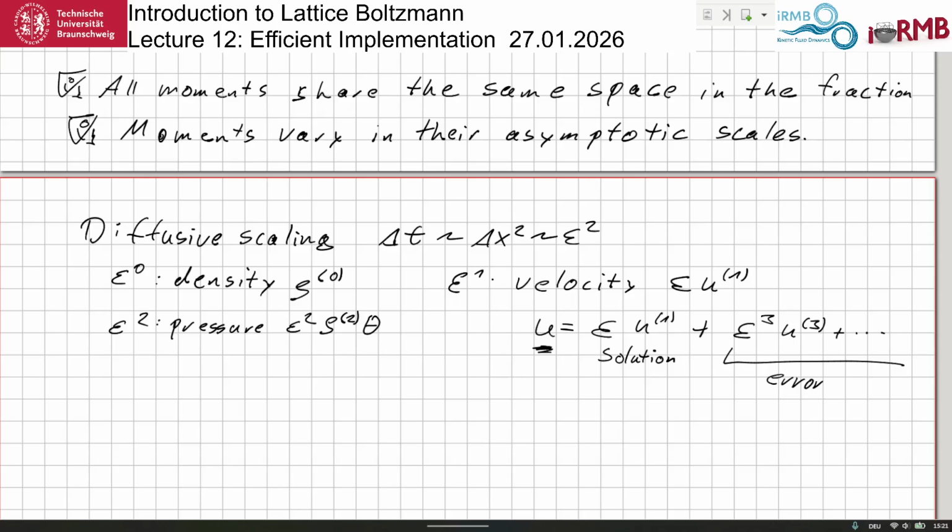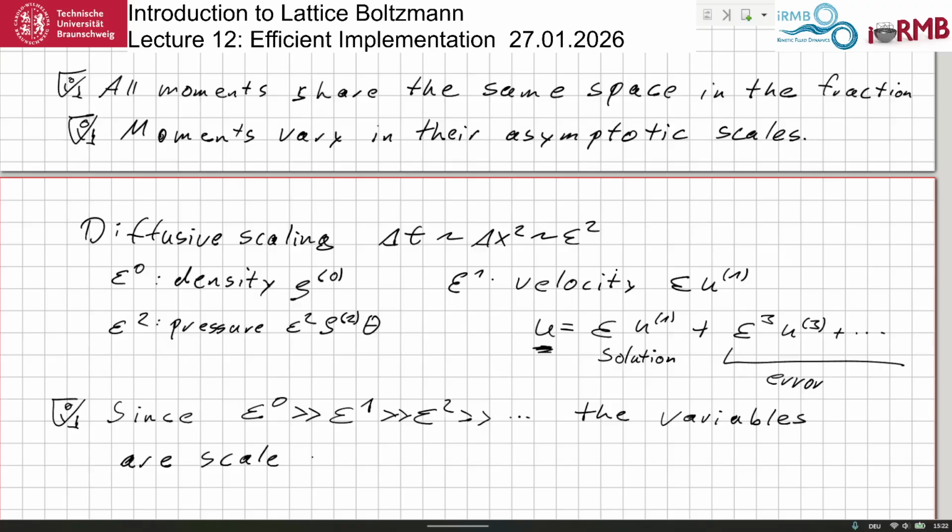So we already see they are different order. So what does this mean cartoonishly? Let's have a cartoon on what that means. So epsilon is a small parameter. So this means that epsilon to the order 0 is much larger than epsilon to the order 1, which is much larger than epsilon to the order 2, and so on. So since this is the case, the variables are actually scale separated because they have different asymptotic scales. But still they are stored in the same fraction.